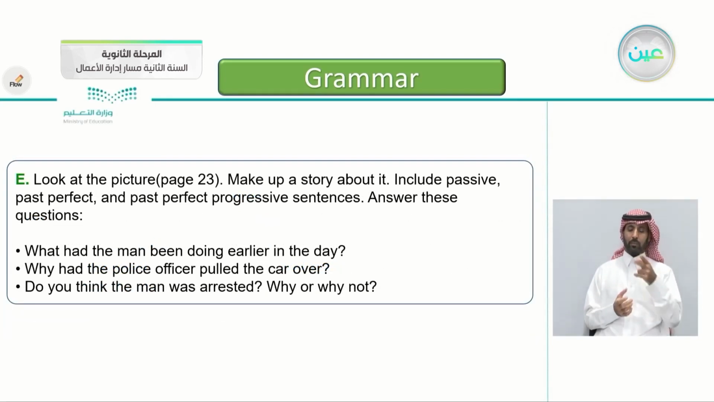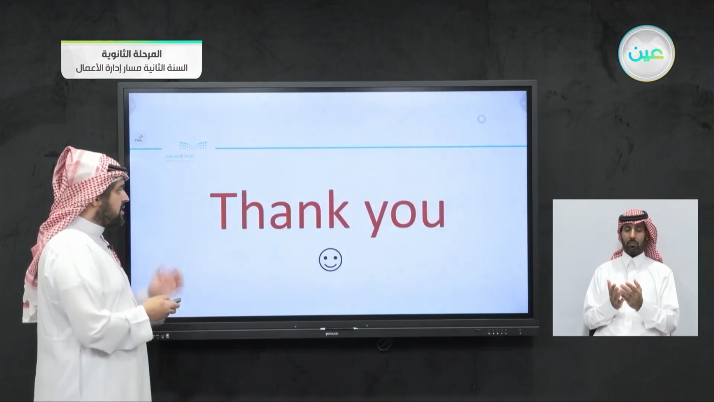Look at the picture on page 23 in your book. Look at the picture. Make up a story about it. Include passive, past perfect, and past perfect progressive sentences and answer these questions. Number one, what had the man been doing earlier in the day? Why had the police officer pulled the car over? Do you think the man was arrested? Why or why not? So open your book to page 23 and answer these questions.